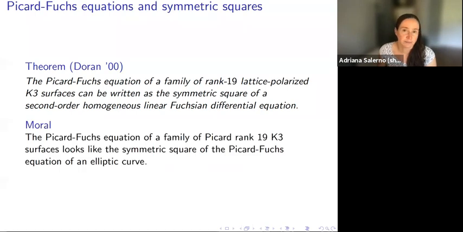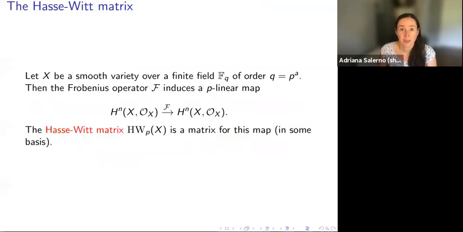The moral, as I just said, is that the Picard-Fuchs equation of a family of Picard rank 19 K3 surfaces looks like the symmetric square of the Picard-Fuchs equation of an elliptic curve. Okay, and this is really nice. This is as nice as you can get. So here's another thing that we're going to need just to get a sense of where we're going.